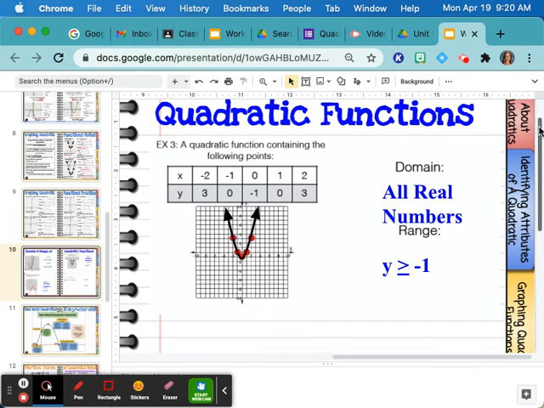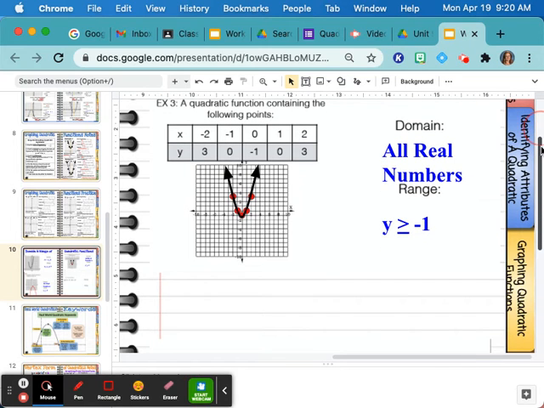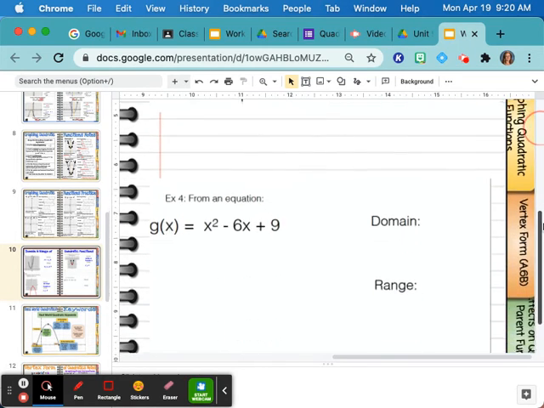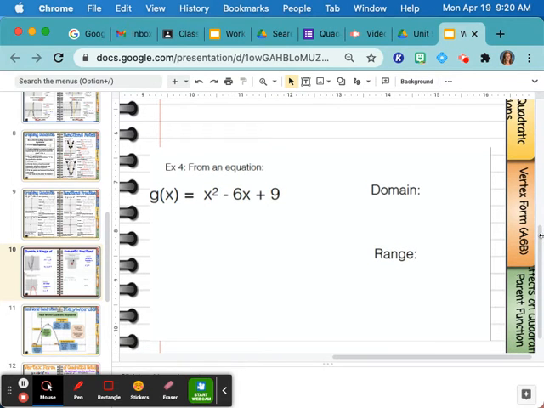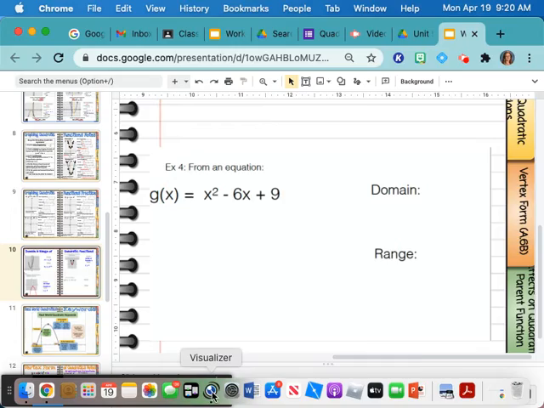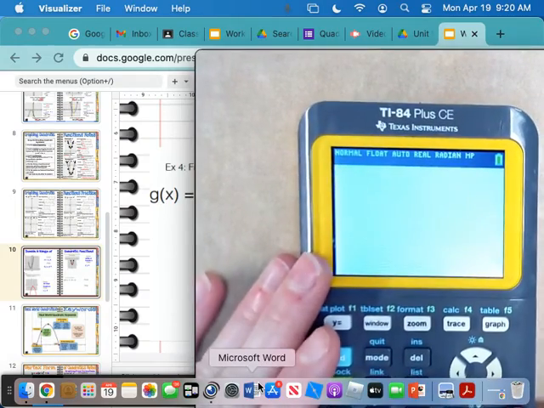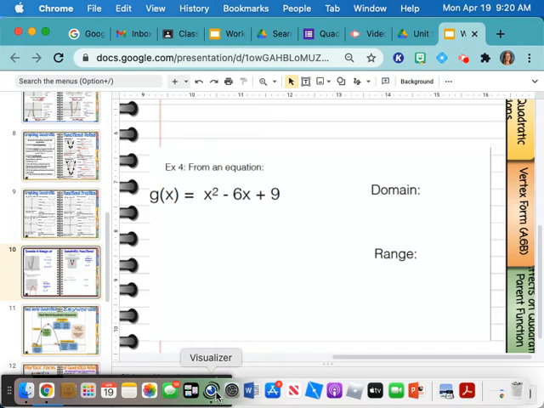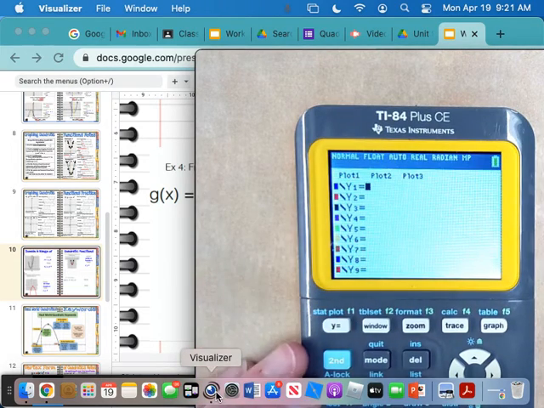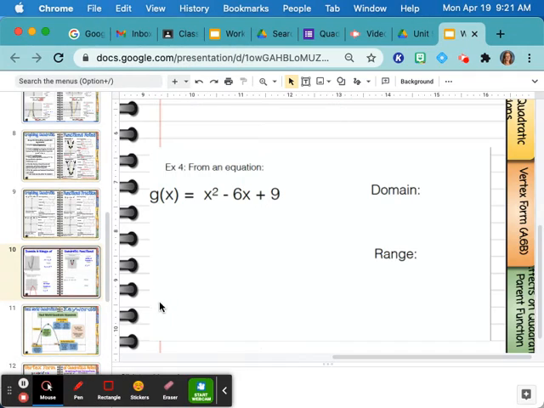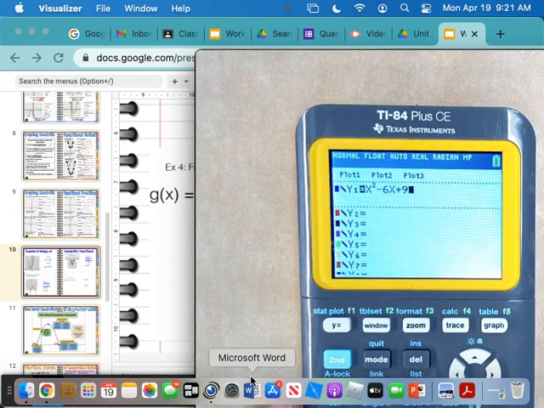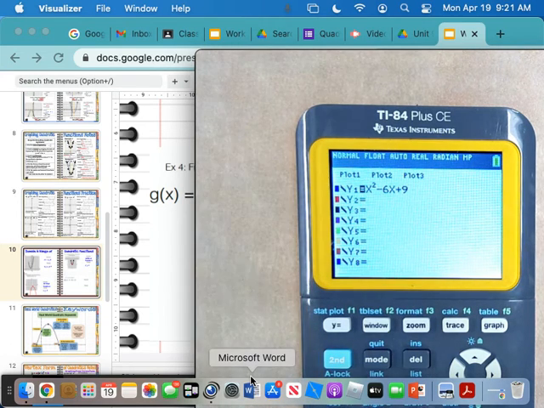Okay, domain and range, you got them typed up? Okay, the last one, from an equation, x squared minus 6x plus 9. Let's graph it in our calculator. Y equals x squared minus 6x plus 9? Yeah. Graph it.